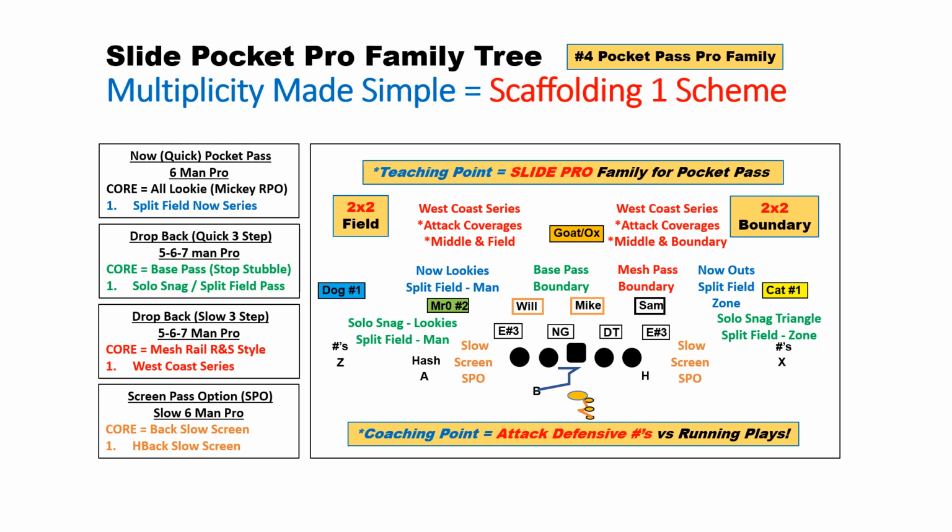Next then we go to a slow 3-step, 5, 6, or 7-man pro, and we start with air raid, mesh, rail, run and shoot style as the core. And last then we go to our screen pass option, which is our slow screens, where we can go to our back or our H-back. Again, you can see by the diagram and the attack areas, we can attack all across the defense using just one blocking scheme, but multiple ways.